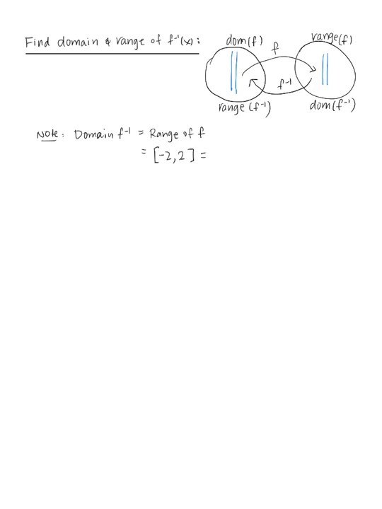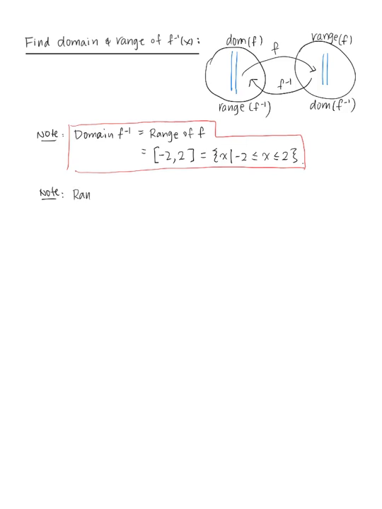Now if you want to express this in set notation, since we're talking about the domain now, here you're going to get the set of all x, not the y now, such that -2 less than or equal to x less than or equal to 2. Okay, so let me box that. Now let's go with the range of f inverse of x. So again, note the relationship. So the range of f inverse is the same thing as the domain of f.